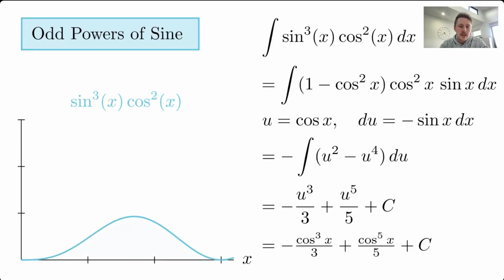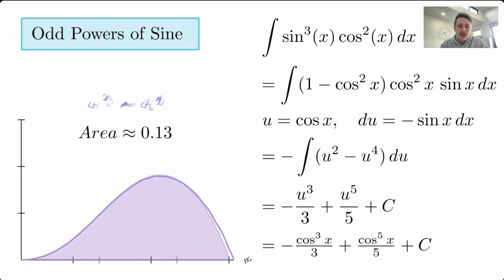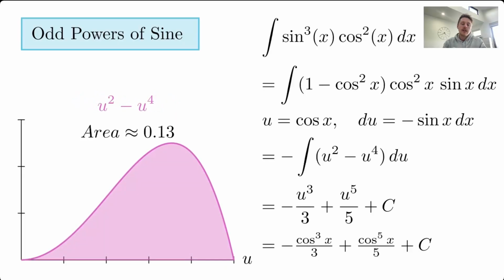If we were to sketch all this out, we can see that that function, sine cubed of x, cos squared of x, has an area of approximately 0.13 in that local region between 0 and its first x-intercept, which is actually at pi on 2, and that's a different question. You can work that one out in your own time. But what we can see here as well is that that's going to be the same as the area contained between this pink function, u squared minus u to the 4, between the 2 points that have been transformed.